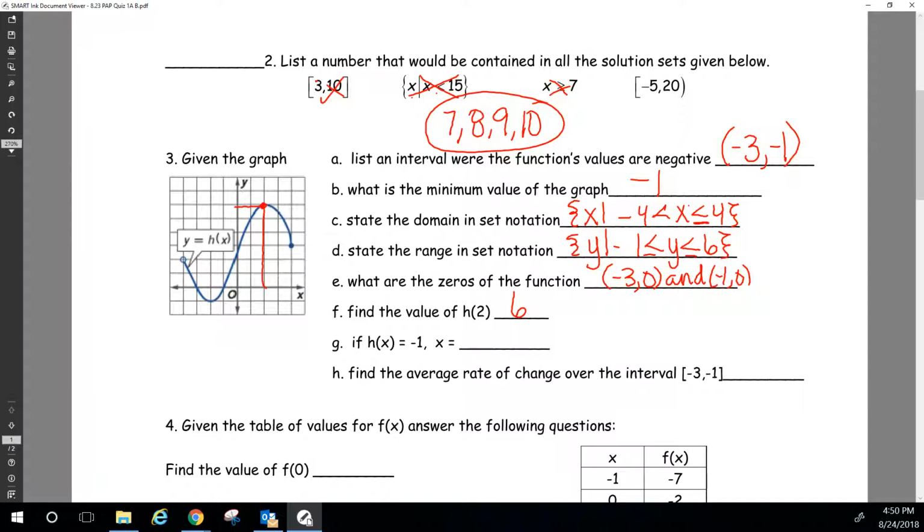G says if h of x is negative 1, what's x? So when my y value is negative 1, my x value is negative 2.